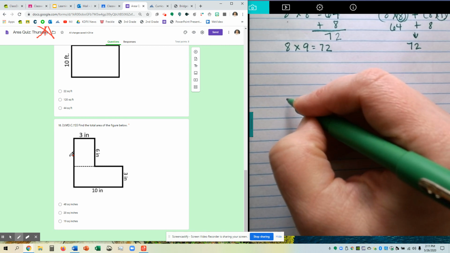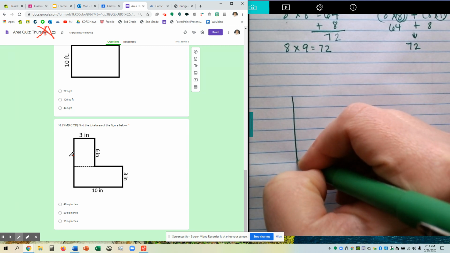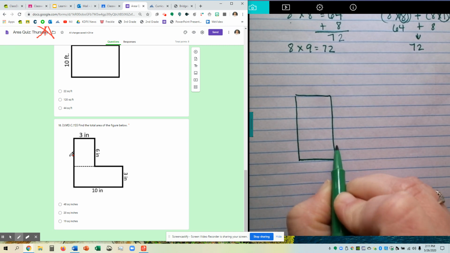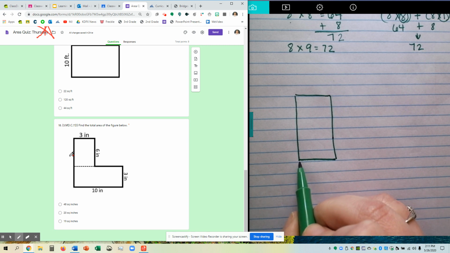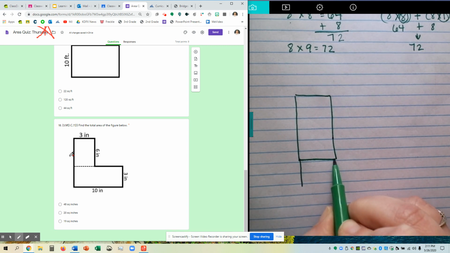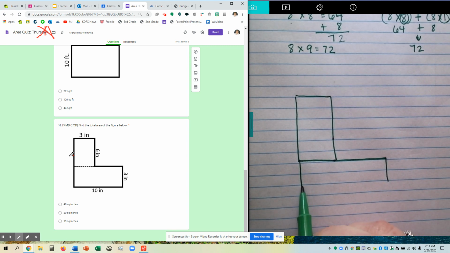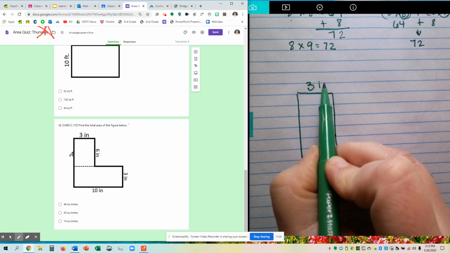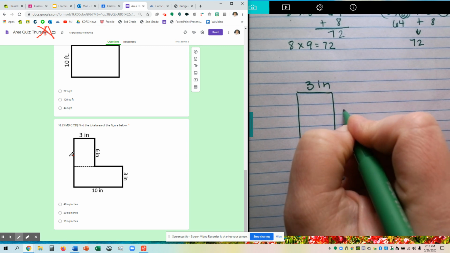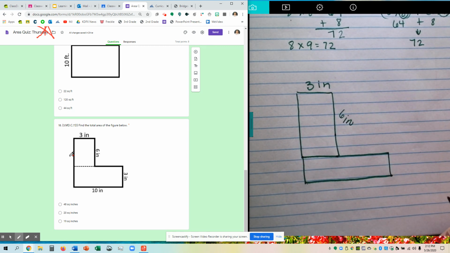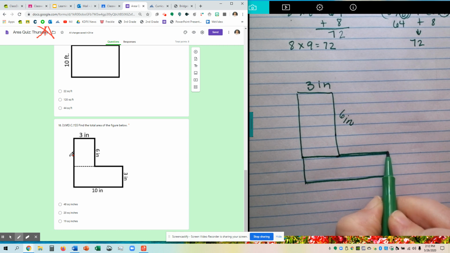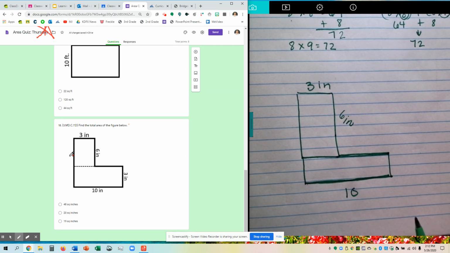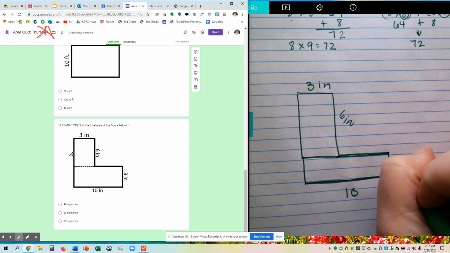So 18 has 2 shapes to make an irregular rectangle. So I'm going to draw a top shape here, and then I'm going to draw, actually this one cuts it this way, so I'll draw it like this. And it gives you this top 3 inches, and it gives us this side 6 inches. And we don't know what this is, okay? But we do know that this entire line is 10, and we know that this entire line is 3.